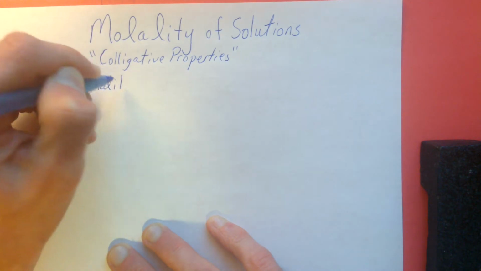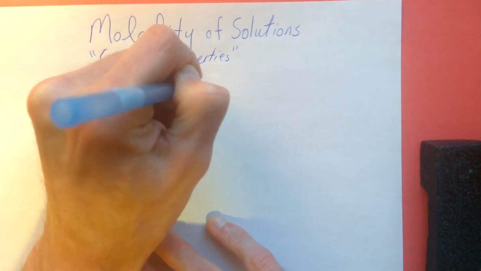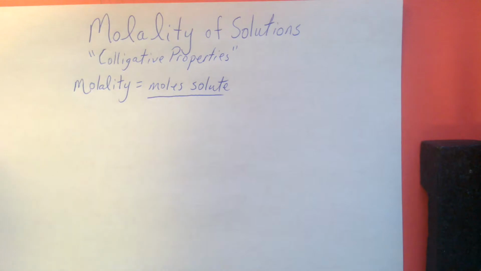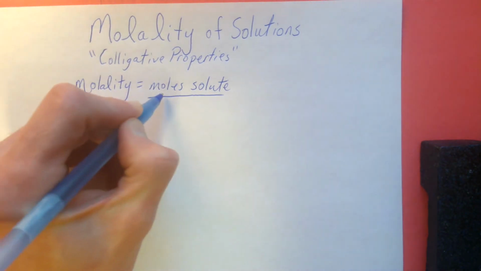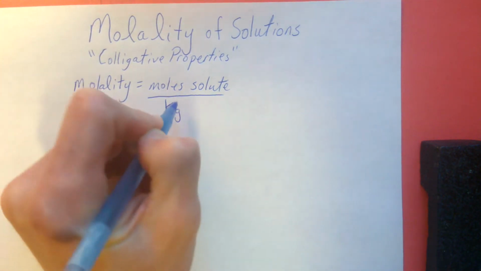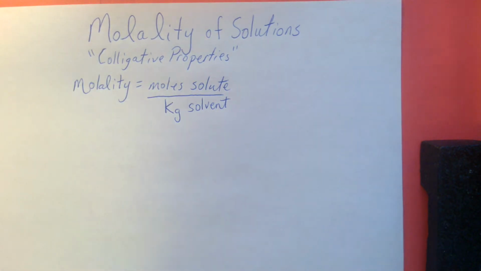is equal to the moles of the solute. Solute is the substance that is being dissolved. So if you're mixing sugar into water and dissolving the sugar, the sugar would be considered the solute. So it's moles of solute divided by the kilograms, notice that's a mass, of solvent. In our sugar water example, the water would be the solvent and the sugar would be the solute.